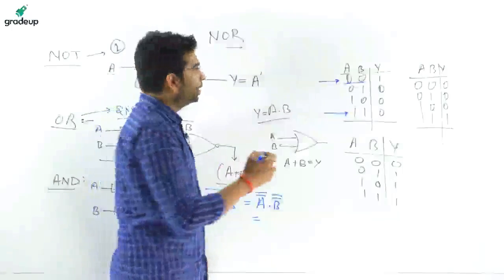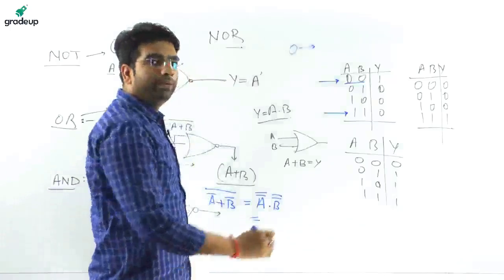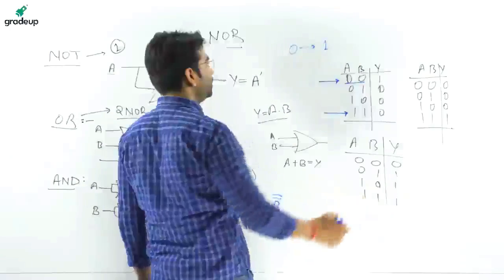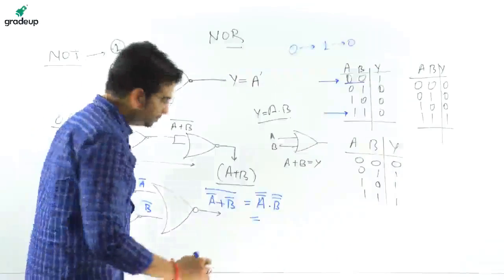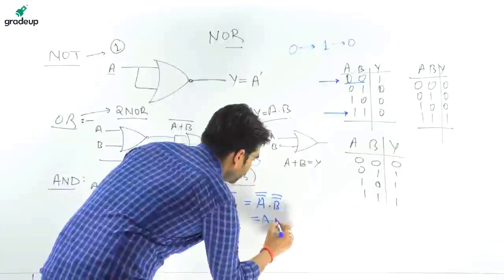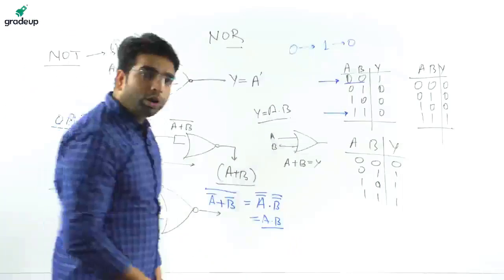The double bar will cancel out. How does the double bar cancel out? The complement of 0 will be 1, and again the complement of 1 will be 0. Okay, it is A dot B. What is this bar? Bar is actually a complement.